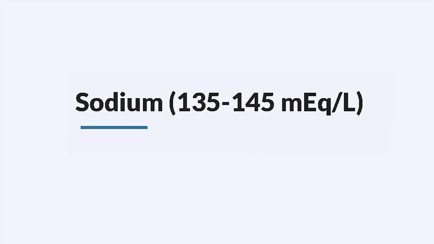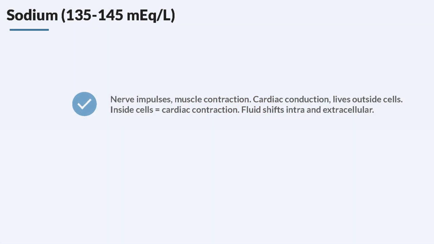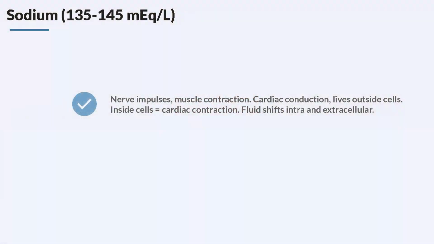All right, the normal level of sodium in the body is between 135 and 145 milliequivalents per liter. So what is sodium responsible for? We have nerve impulses, muscle contraction, cardiac conduction, where in its natural form, the sodium lives outside the cells. When the sodium travels inside the cells, this is cardiac contraction. And again, sodium is responsible for fluid shifts inside and out of the cells.